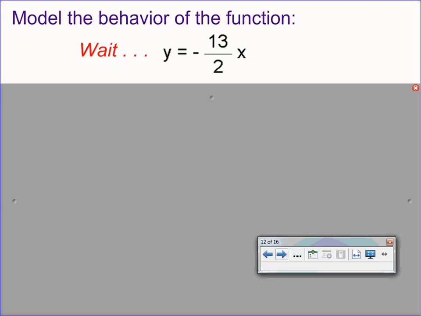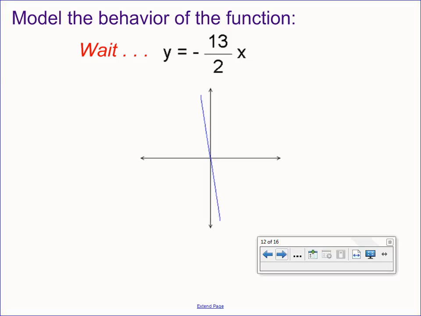Y equals negative 13/2 x. Think about which arm. Y equals negative 13/2 x. Think about how you're going to show that. Wait, get ready, and go. Oh, tall right, negative slope. Tall right. Let's see. Oh my gosh, that's steep.